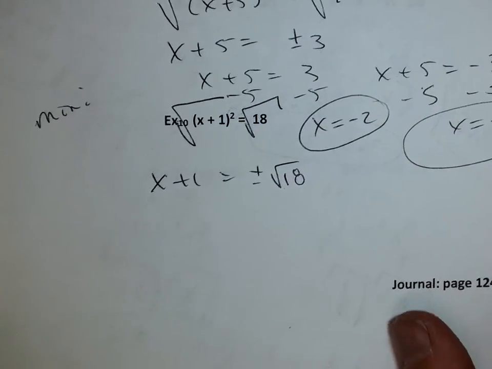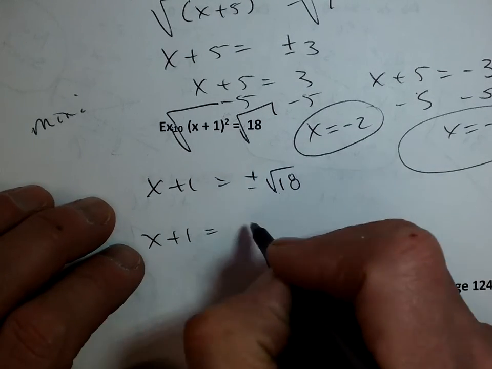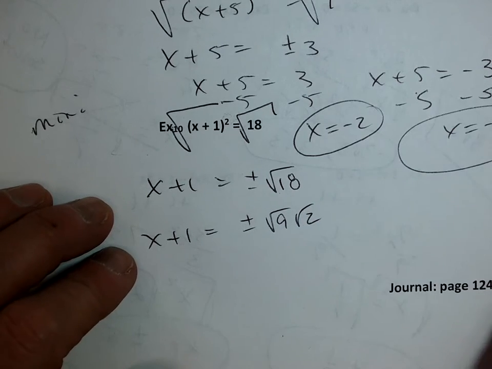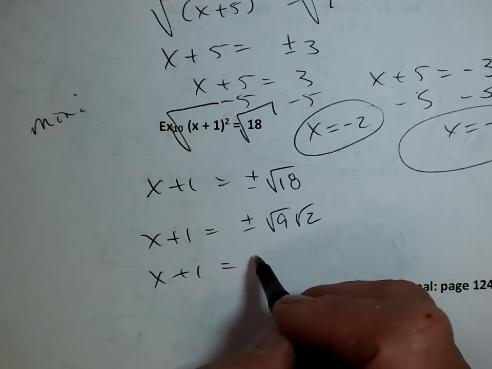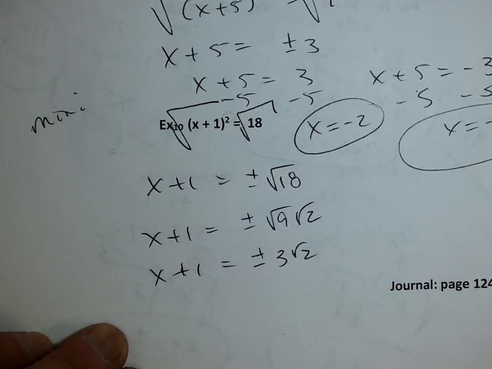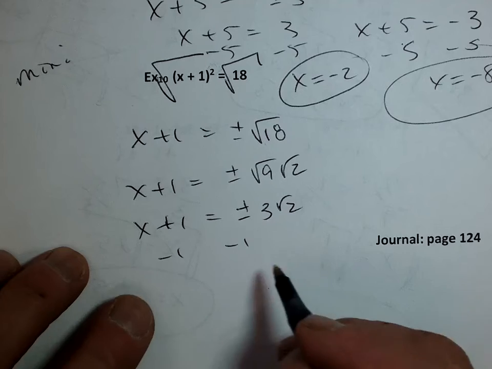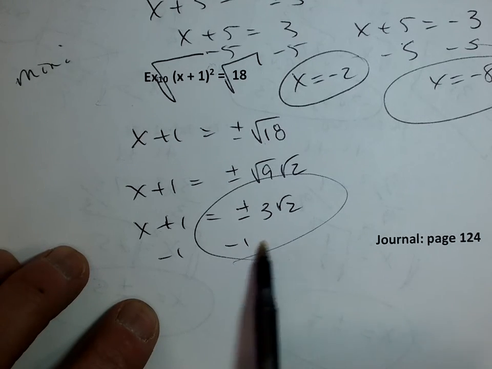Which then breaks down to 3 square roots of 2. Totally right, okay? So let's break it down. You can't do anything. x plus 1 equals plus or minus the square root of 18, and that breaks down into 3 and then square root of 2. Now here's what Isaac's seeing. If I go minus 1, these can be put together but not added.